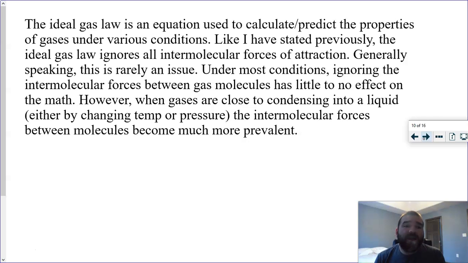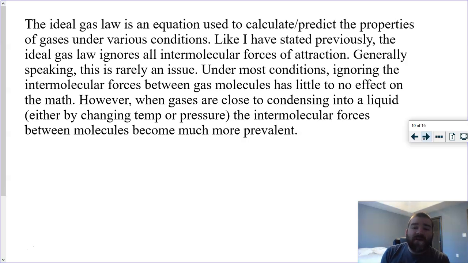So the ideal gas law is an equation used to calculate or predict the properties of gases under various conditions. Things like pressure, volume, temperature, number of moles, right? That's what we calculate. Like I've stated previously, the ideal gas law ignores all intermolecular forces of attraction. This is rarely an issue. Under most conditions, ignoring those forces doesn't really mess with our math. However, there's two spots where this breaks down. And it makes sense why it would break down.